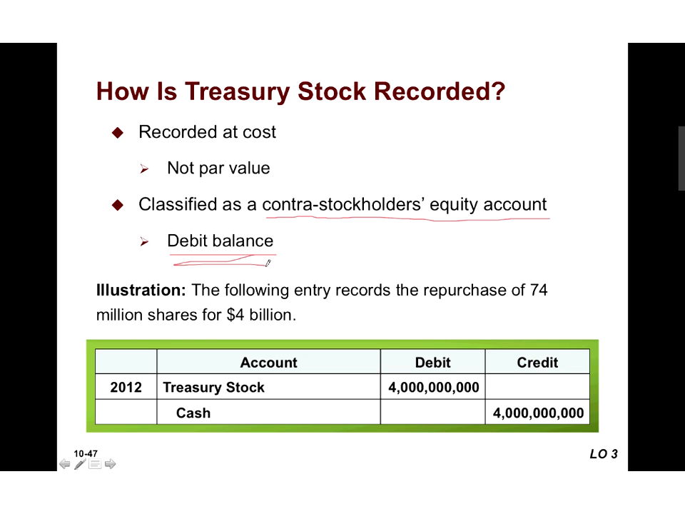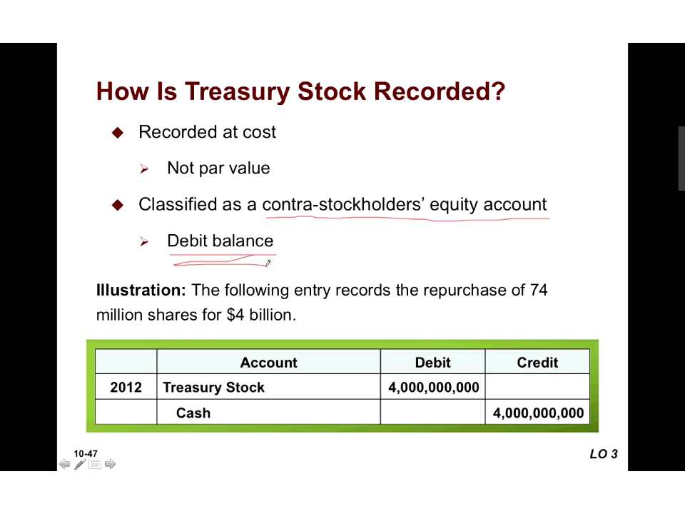It reduces stockholders' equity. It is not an asset. We can't own ourselves. So when we buy it back, it's no longer outstanding. Treasury stock is just going to be debited for the cost. Cash is going to be credited for the cost. That's it. The accounting for it is very, very easy. We don't worry about the par value. It simply goes into treasury stock, and treasury stock is this contra stockholders' equity account.